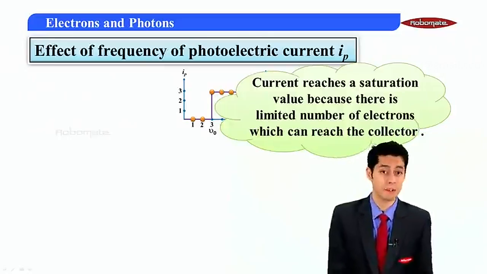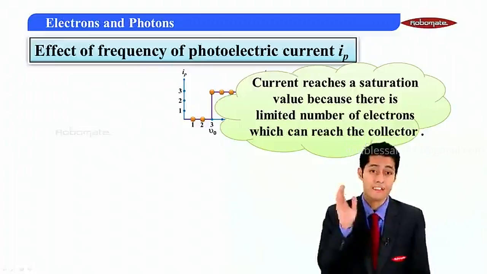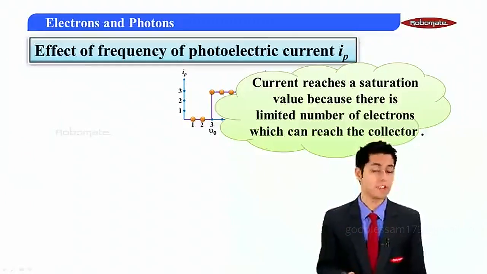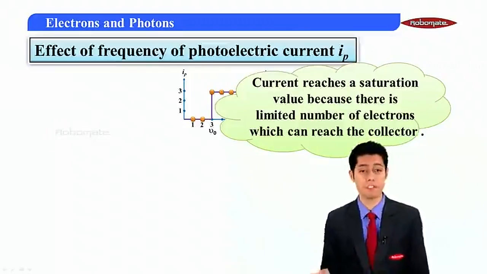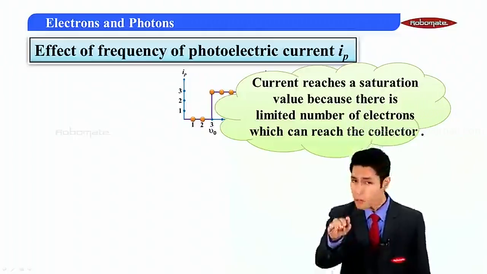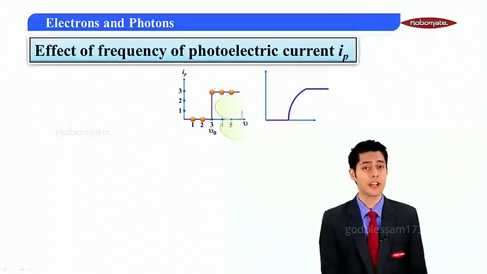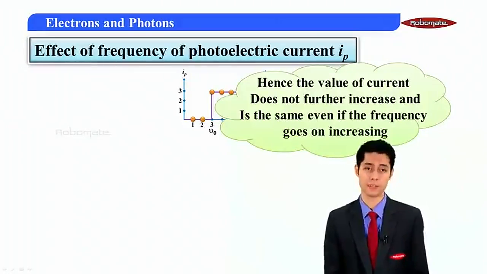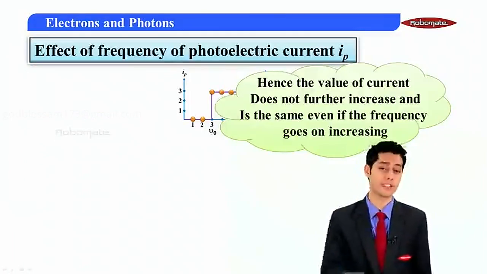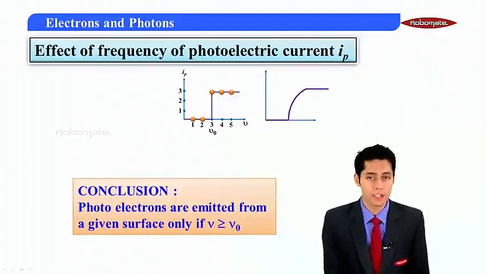Students, the current reaches a stable value only because there is a limitation to the number of electrons which can reach the collector, and that depends on the plate. So if there is a limited number of electrons which can flow, can I say the current will also be limited? That is why the current reaches a fixed, stable value, which is also called the saturation value of current. So even if you go on increasing the frequency, the current does not increase further; it reaches a stable value.